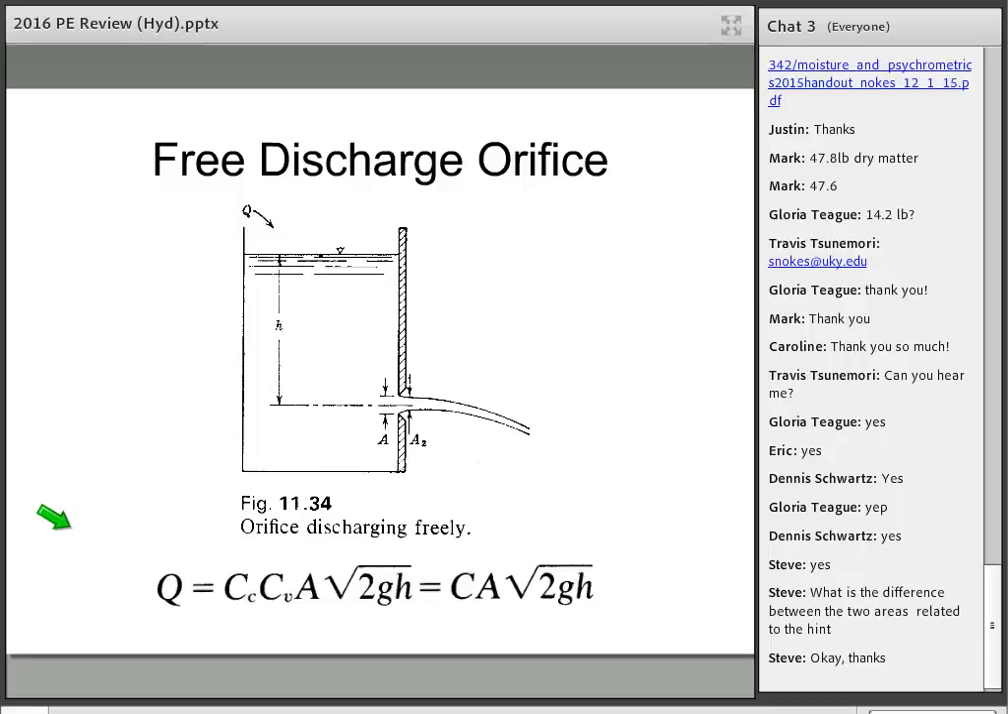A free discharge orifice is one that is going from a tank into the atmosphere. So you've got atmospheric pressure out here. You don't have a hydrostatic pressure on it, which is what the difference in heights is essentially calculating. So in this case, it's just 2gh rather than 2g times the difference in heads. And again, you've got a coefficient and the area. So similar.